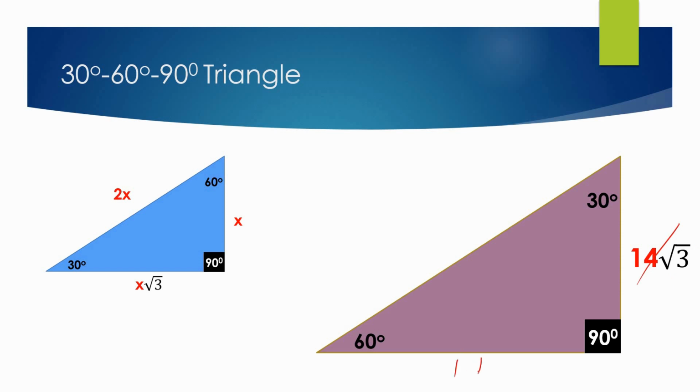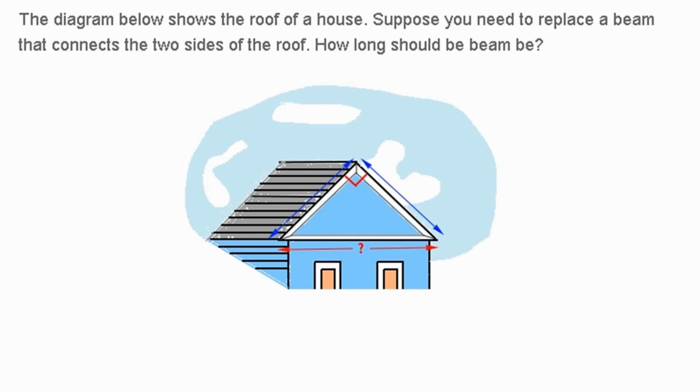So, this is 14. And then, to get the hypotenuse, just twice this number. So, 14 times 2, this will become 28. Okay, to check. Okay, that is correct, right? Okay, next example. Let's have problem solving.